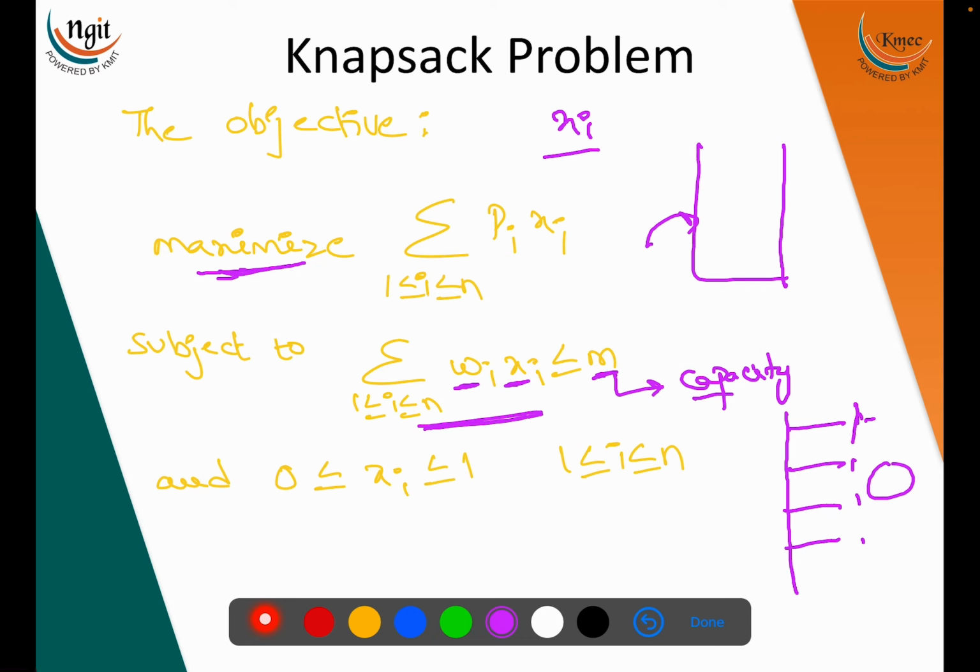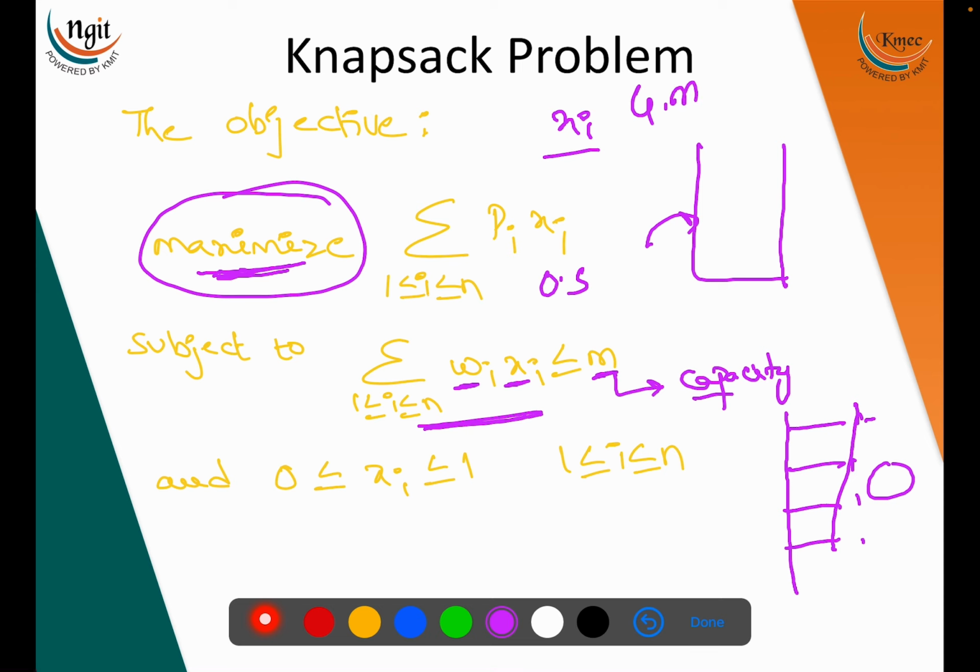All the solutions are feasible solutions. Whichever solution gives you the maximum is the optimum solution. So the knapsack problem is basically a maximization problem, and for a maximization problem, we can apply the greedy method.